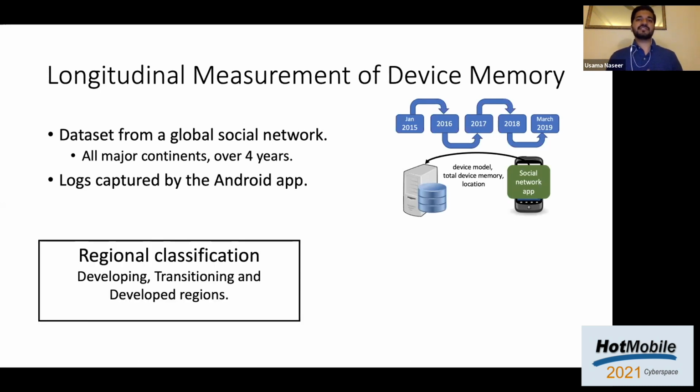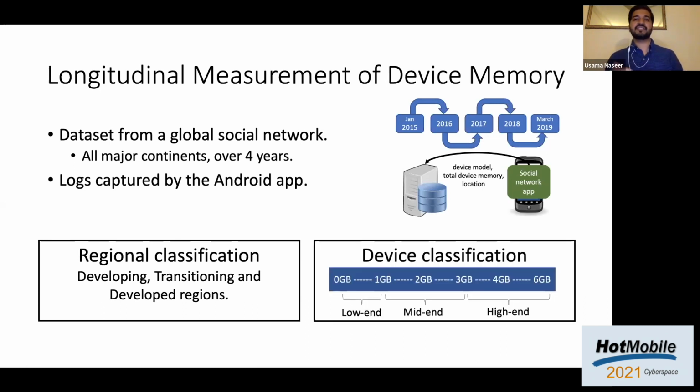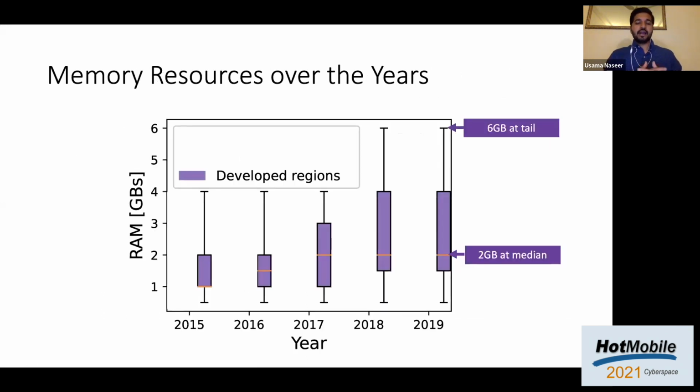We further classified the regions into 3 categories based on the United Nations economic classification and classified the devices into 3 categories based on their RAM. Now, let's see how the resources have evolved over the years in different parts of the world. The figure here has year on the x-axis and RAM in GBs on the y-axis. Each box here shows the memory distribution for the unique devices that were seen in a year.